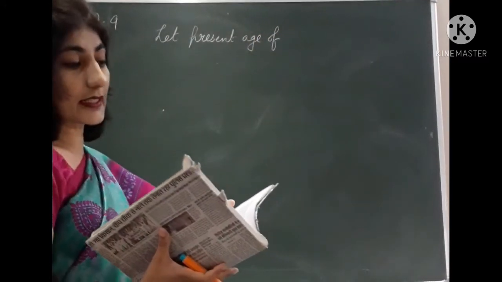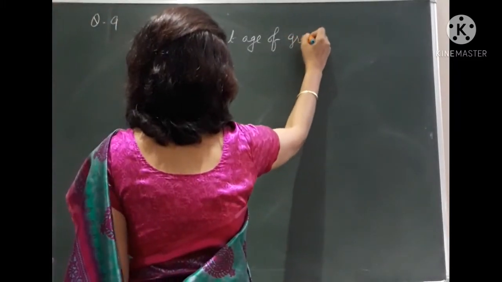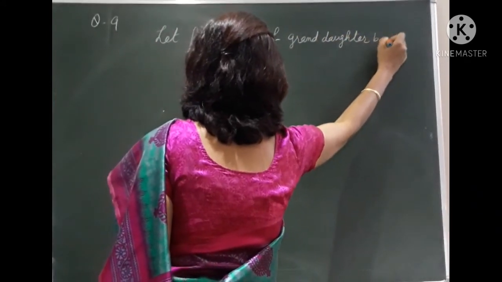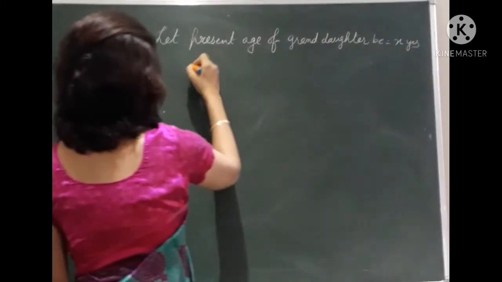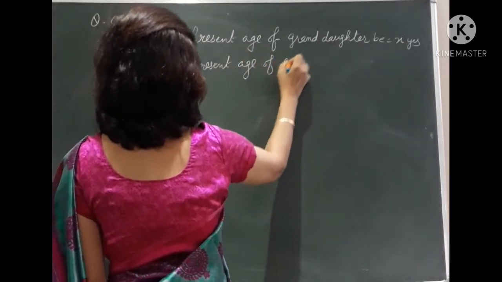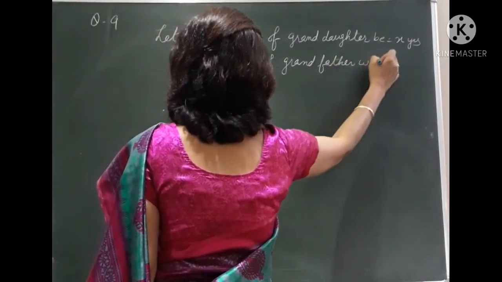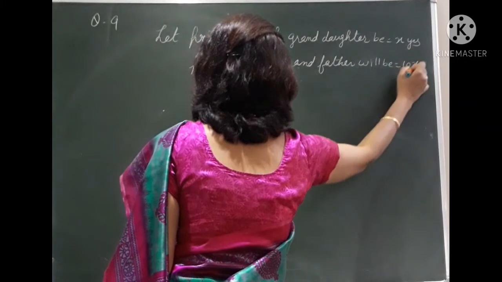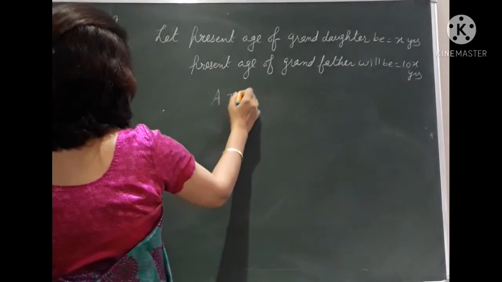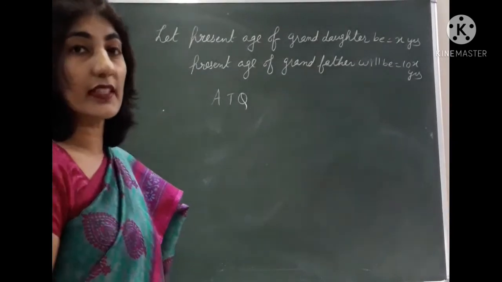A grandfather is 10 times older than his granddaughter. So the present age of granddaughter be x years. So present age of grandfather will be 10x years, because it is written he is 10 times his granddaughter.